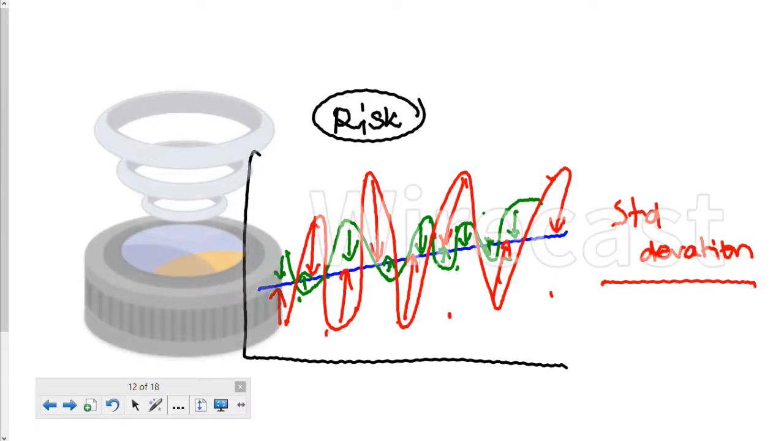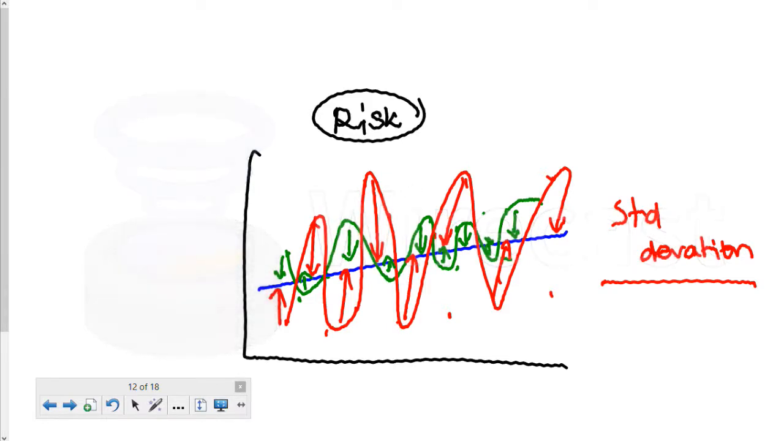We measure risk by looking at how much my actual results deviate from the norm. If they deviate a lot up and a lot down, it's big risk. If they deviate a little, it's little risk. That's what standard deviation is when you do the calculation on your calculator. That's how the calculator works it out. The calculator takes all your data, works out a norm, which is the expected value.